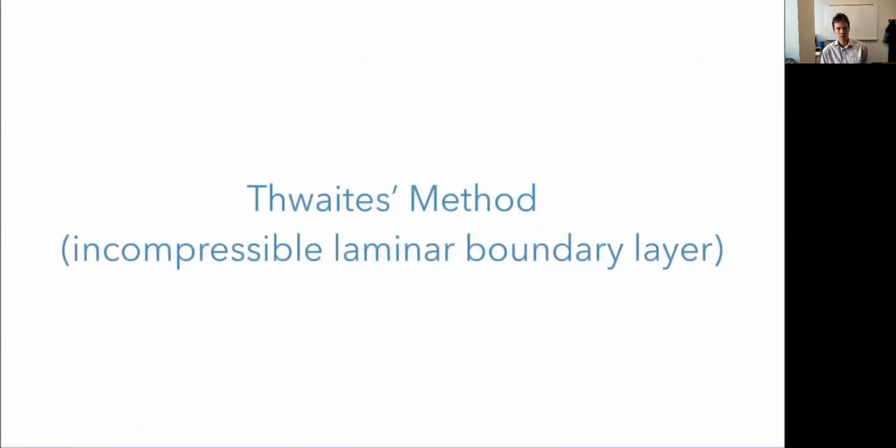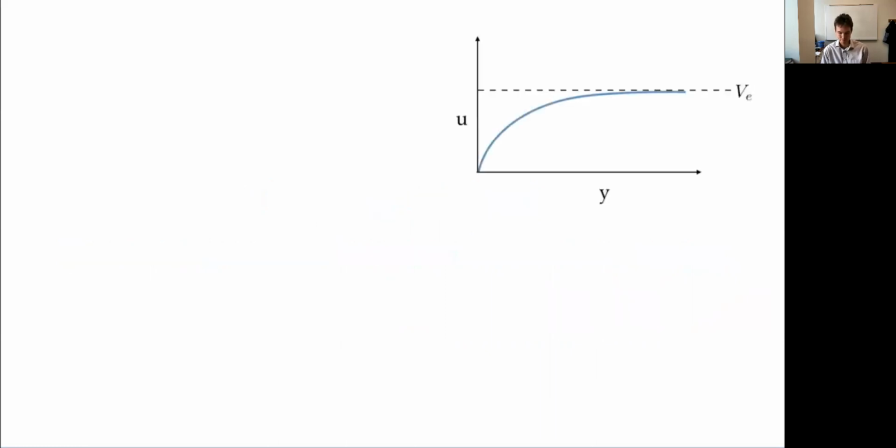So the method that we'll discuss today is Thwaite's method. Again, it's for incompressible laminar boundary layers. I'm going to go through this in a little more detail than some of the others in terms of derivation because it's something we'll use on the homework.